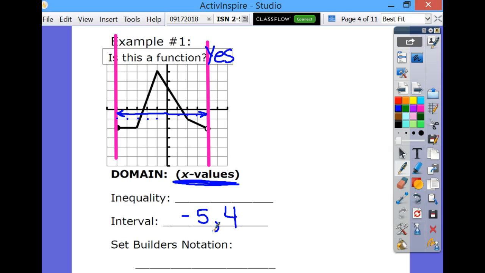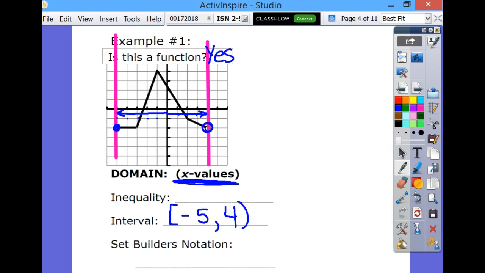Now, over here at the left side, that's a closed circle, so this is a square bracket. Over here on the right, it's an open circle. Our interval notation rules say closed circles with square brackets, open circles with parentheses. This is a review of what we did last week.